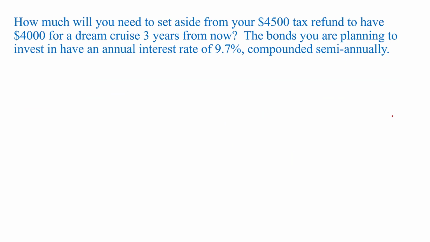How much will you need to set aside from your $4,500 tax refund to have $4,000 for a dream cruise 3 years from now? The bonds you are planning to invest in have an annual interest rate of 9.7% compounded semi-annually. So let's use this information to plug in for A equals P times 1 plus r over n, raised to the nt. And first of all, this time, we're trying to solve for P. We want to know how much we want to start with in our account rather than how much we end up with. In fact, we want to end up with an amount of 4,000, so that's going to be our A here. Our interest rate here is 9.7%, which we will write as 0.097.